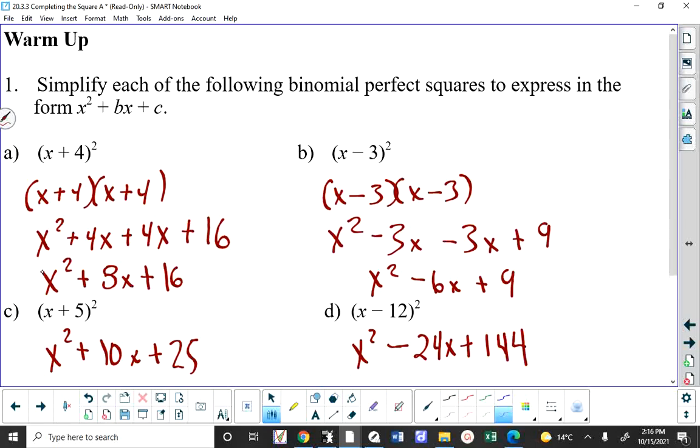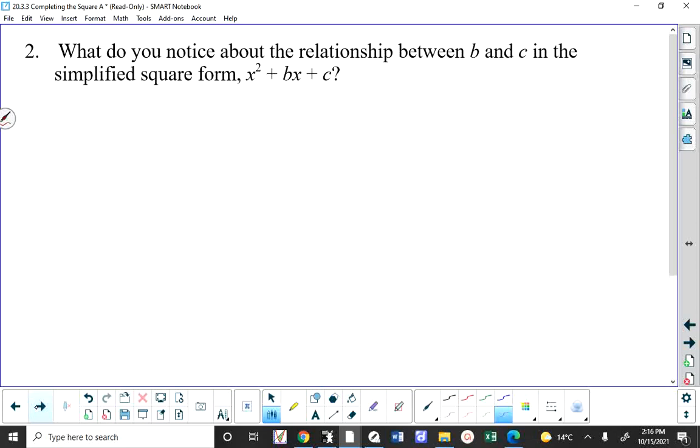I do want to point out something to you, that if the sign in the binomial is positive, then the sign on the x term is positive. If the sign in the binomial is negative, the sign on the x term is negative. That's kind of a pattern that we need to be familiar with. And now the question that I'm going to ask you is a tricky one. It's a puzzly one. What's the relationship between b and c?